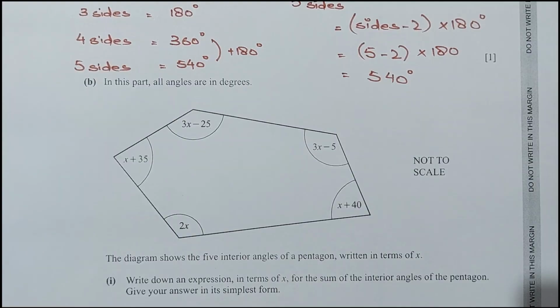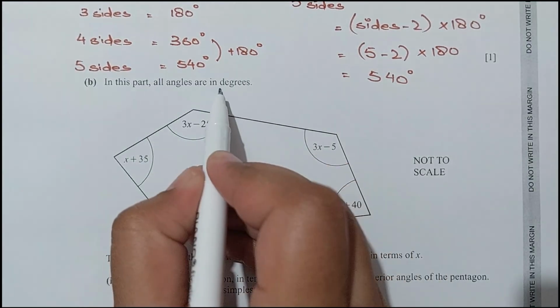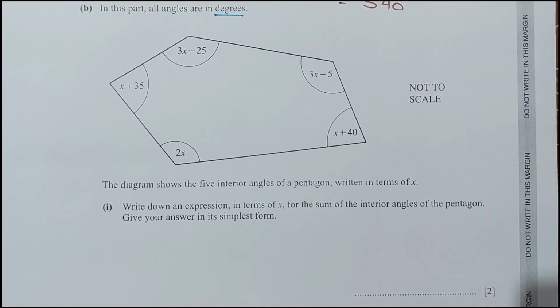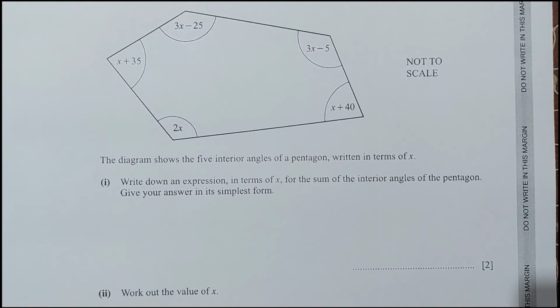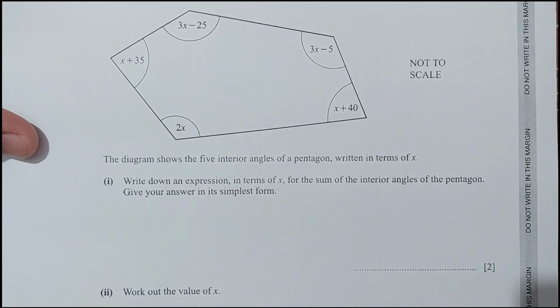Moving to part B, in this part all angles are in degrees. The diagram shows the 5 interior angles of a pentagon written in terms of x. Part 1. Write down an expression in terms of x for the sum of interior angles of the pentagon. Give your answer in its simplest form. The 5 interior angles of a pentagon add up to 540, which we have already done in part A.